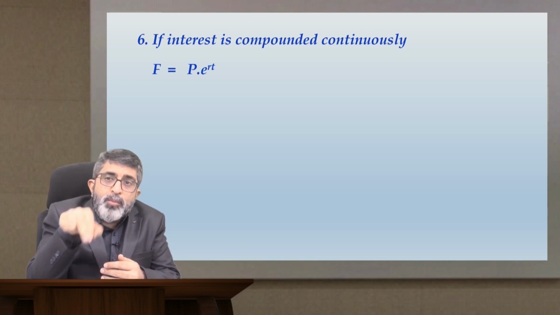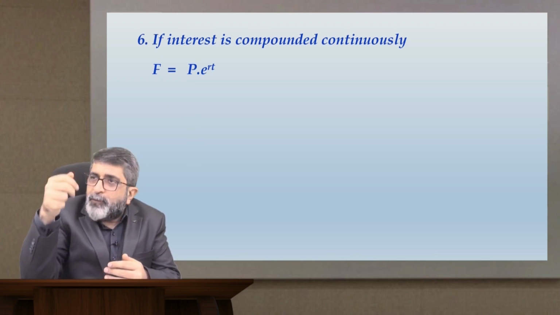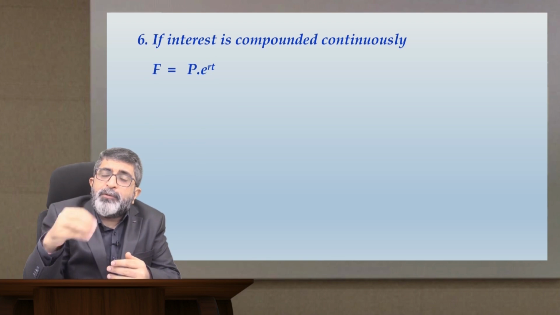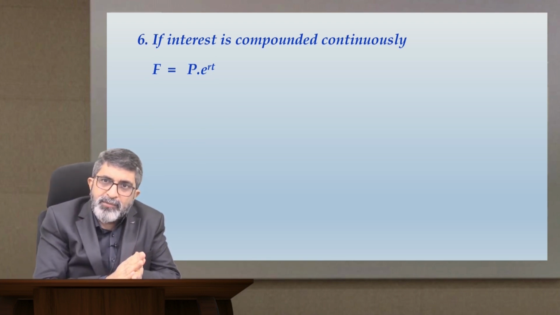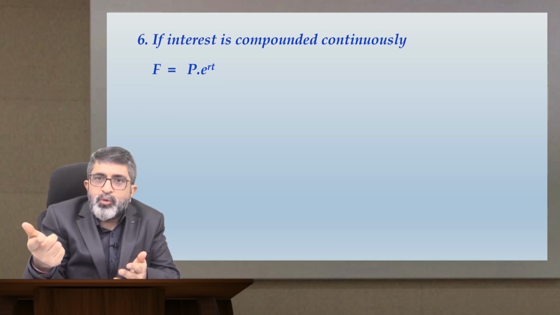So if it was 2 months, you will not write t as 2 but 2 by 12. If it is 6 months, you will write it as 6 by 12. 1 month you will write by taking that as 1 by 12. If it is 15 days, you will take 15 by 365. But our time period over here is 2 years, so t will be 2.